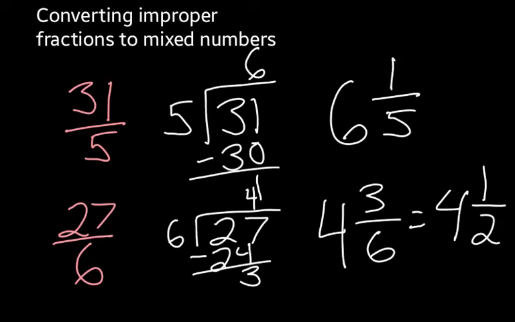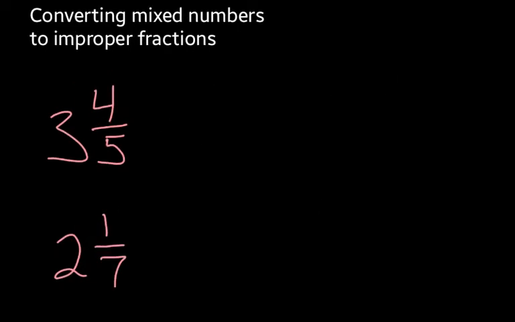Now converting mixed numbers to improper fractions is a little bit easier if you remember one little trick. And that is that we're going to take our denominator, and in this case we'll start with the first one here, 5. We're going to multiply that by our whole number 3, add our numerator to get our numerator over our denominator. So let's see this in action. If we do 5 times 3 plus 4, 5 times 3 is 15, plus 4 is 19. I write 19 over the denominator 5.